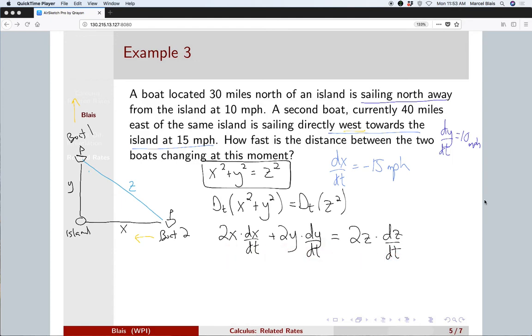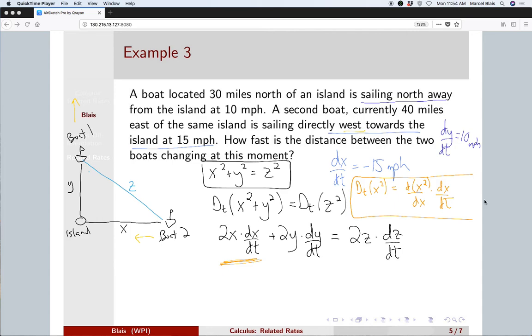Now again, if you're having trouble seeing what we're doing here, just as an aside, when we calculate that derivative with respect to t of, say, x squared, what we had to do was the derivative of x squared with respect to x times dx/dt. That's this term here. That's how we're getting this. And again, the key is to recognize that x, y, and z are all functions of time.